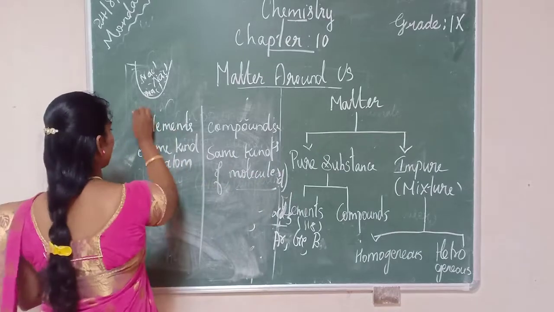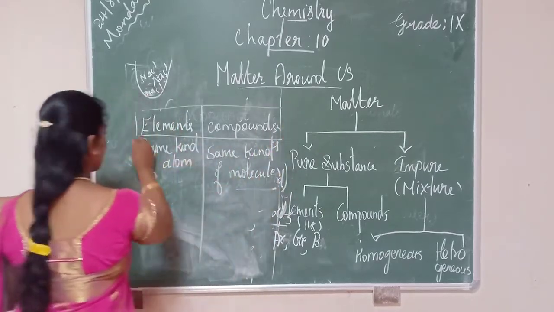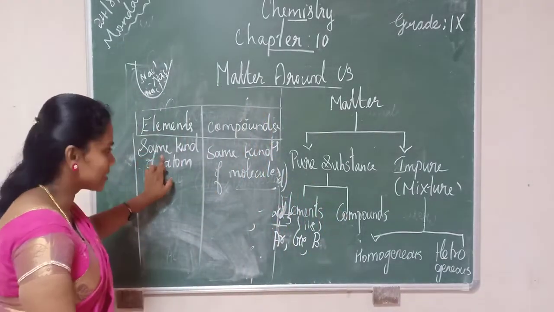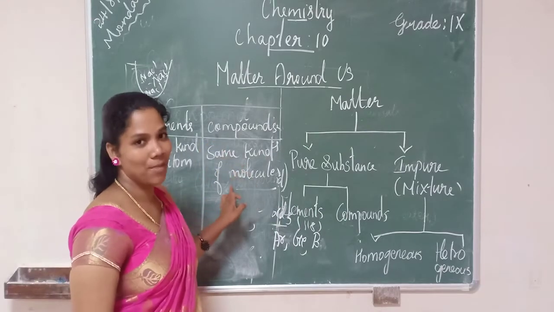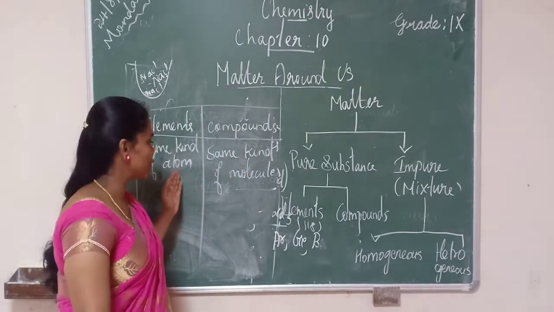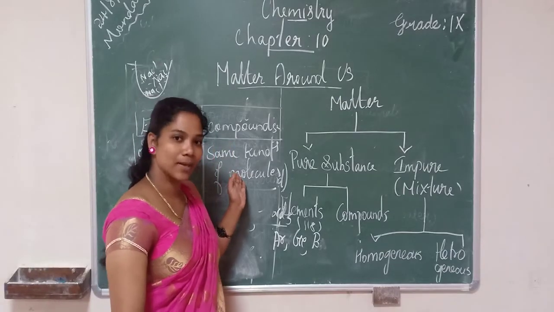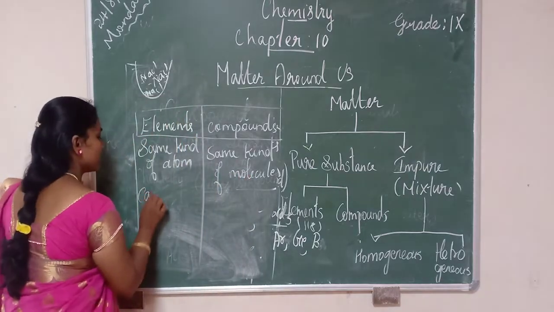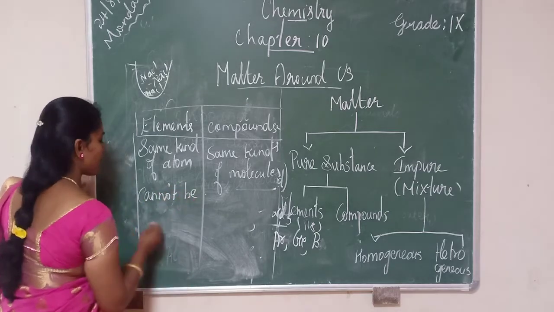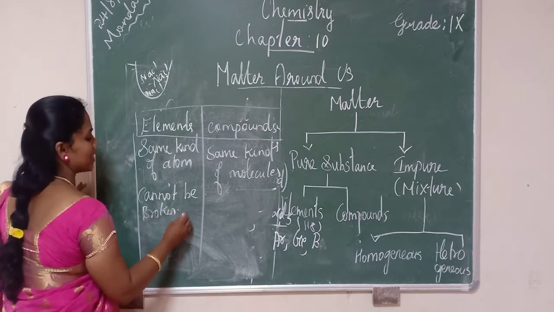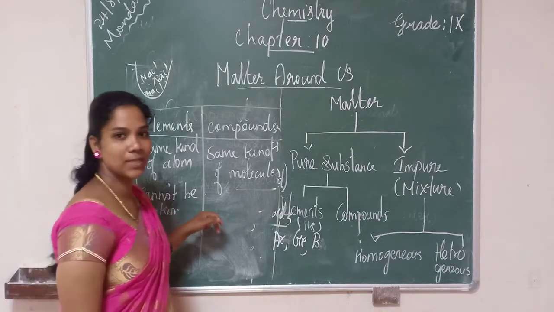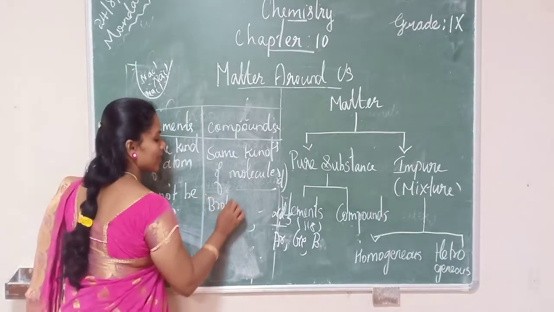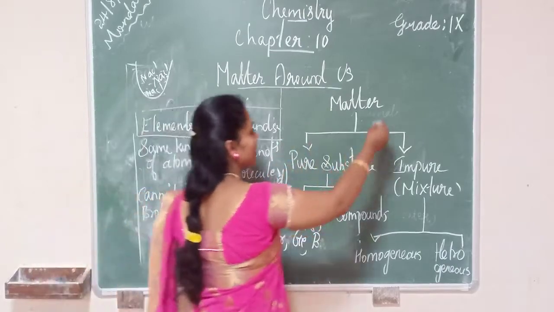So the first difference between elements and compounds is that elements are made up of the same kind of atom, whereas compounds are made up of the same kind of molecules. For example, you already studied coal, the repeating units of carbon. For a compound, for example water, the repeating units are H2O molecules. And here, elements cannot be broken down into similar substances by chemical means. But compounds can be broken down.